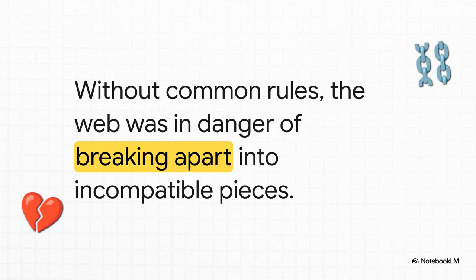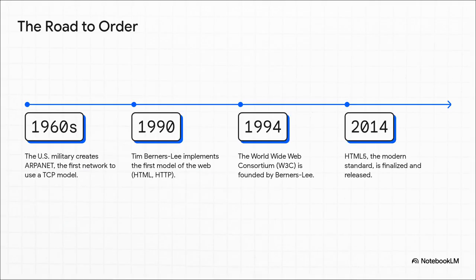A common rulebook wasn't just a nice idea, it was desperately needed. Now this road to order, it didn't just happen overnight. The seeds were actually planted way back in the 60s with a U.S. military project called ARPANET. Then, of course, in 1990, Berners-Lee gives us the web itself. But the real turning point, the game changer, was 1994.